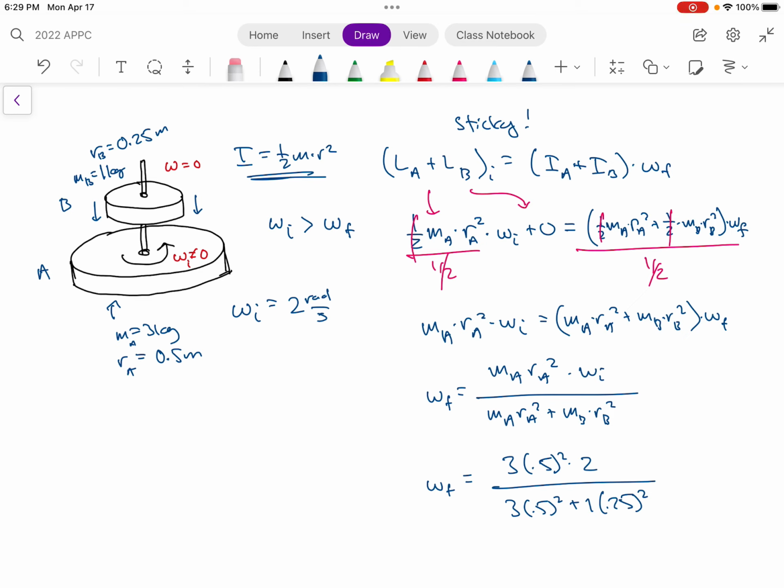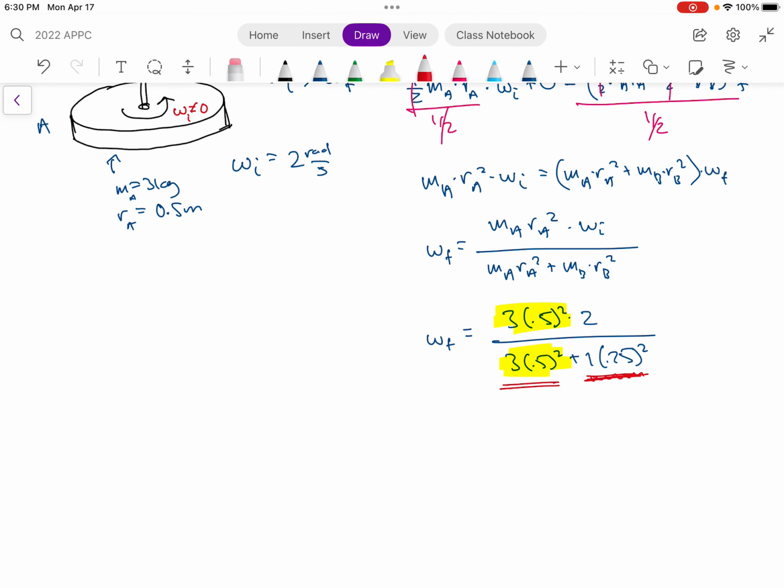Now, as we look at this, the numerator and the denominator share a term, and this allows us to say that if that second mass that was dropped on top was really, really small, then the first term in the denominator would dominate, and it would just cancel out with the numerator. We just have the original equal to the final for the omegas. But in this case, it's not insignificant. That 1 times 0.25 squared is going to give us something. Let's see what it gets us.